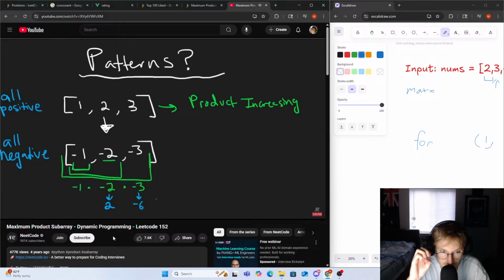But we also see that even though we got a -6 over here, there's actually a subarray that has a better solution. If you just take these two numbers, -2 times -3, we get a +6.